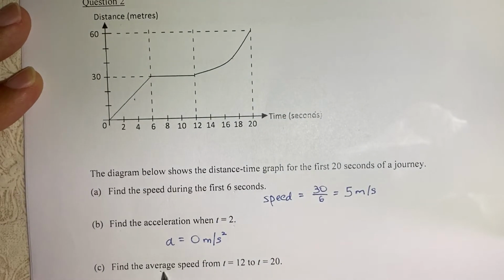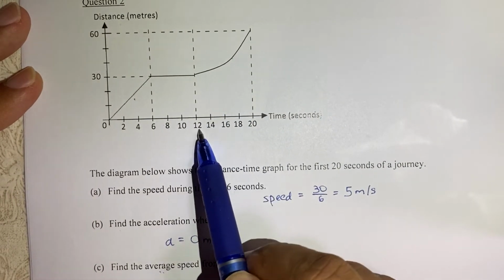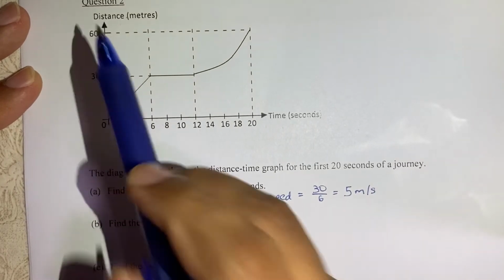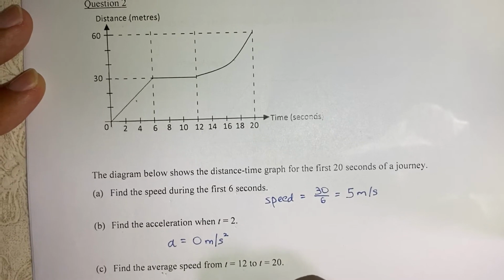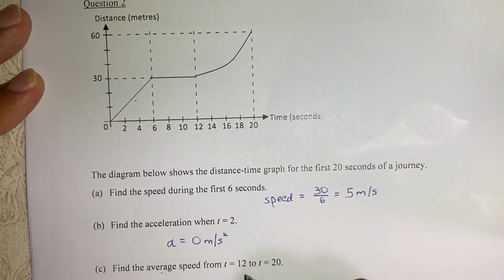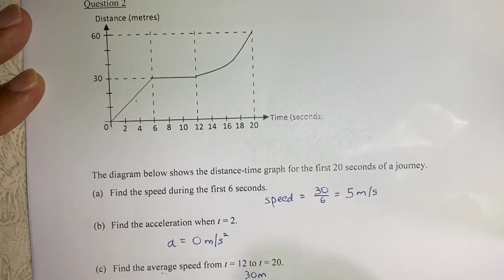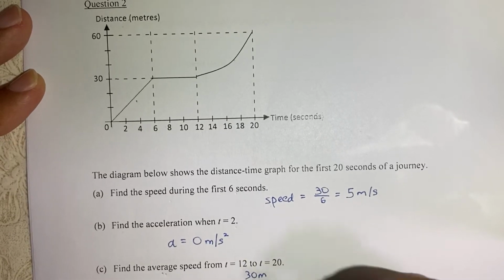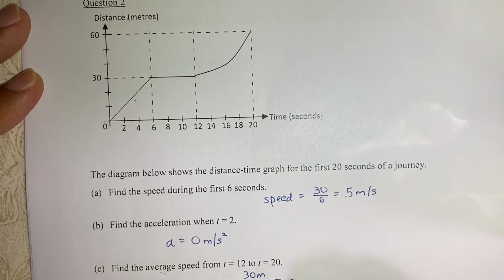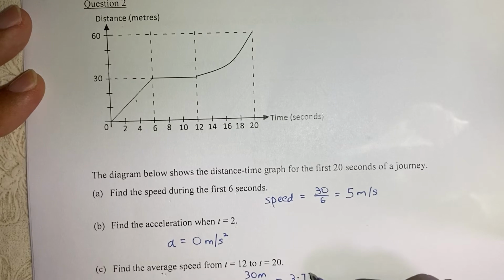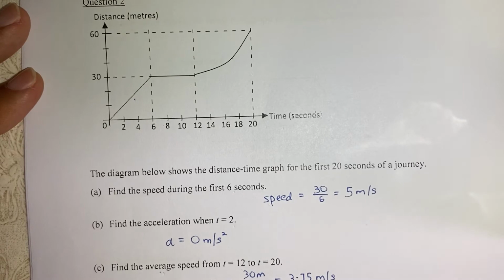So what's the average speed? We need to find the distance traveled from 12 to 20. That means from 30 to 60. Remember, the average speed is the total distance traveled, which is 30 meters, and we divide by total time, which is 8 seconds. So we get the average speed, and it is 3.75 meters per second.